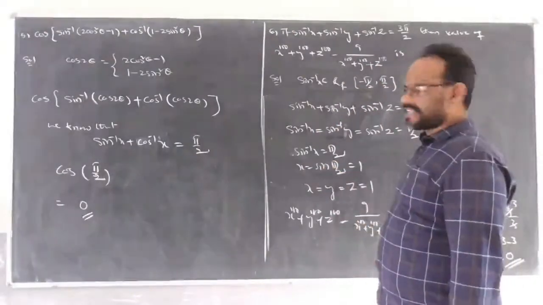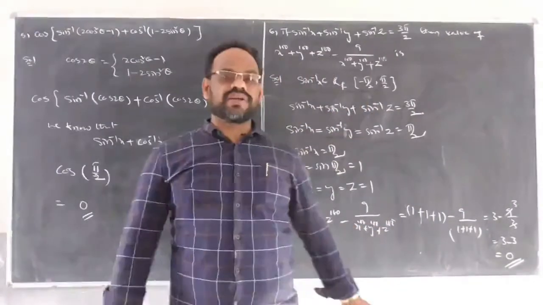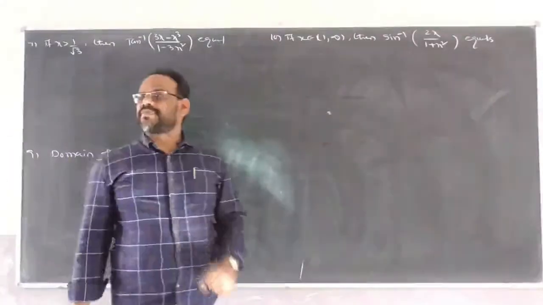So what is the value of x? The x value, y value, z value is nothing but 1. So then only we get this as 0. So substitute here, we get 0 as the answer. Yes, next problem, observe here.